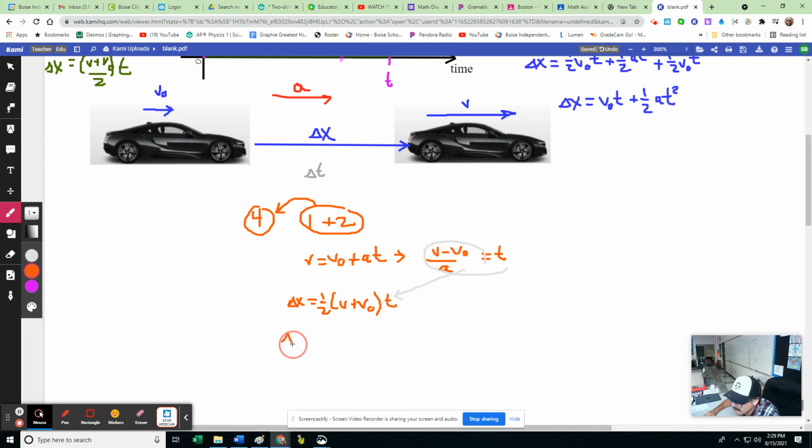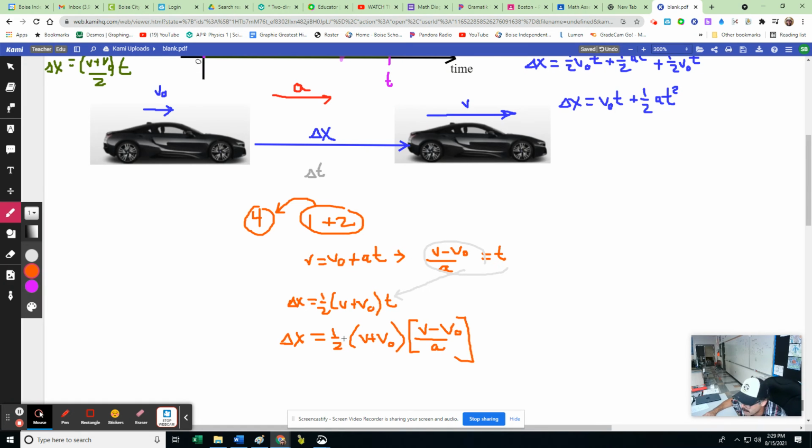So let's write that again. Delta x equals 1/2 V plus VO, and we are almost done. This will happen really quick, and we will have it finished. Thank you for your patience. It's much appreciated. We got this little guy here. We're substituting in for T, right? Instead of T, we're writing what T is equal to.